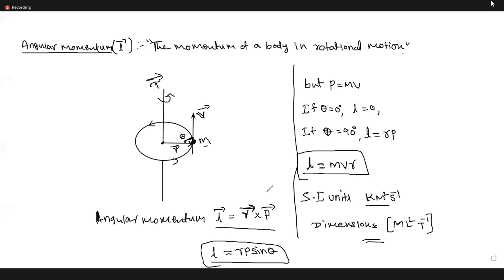Yes sir, correct. Sir, once again, can you explain the diagram? See, so consider one circular path. The object is rotating in a circular path.